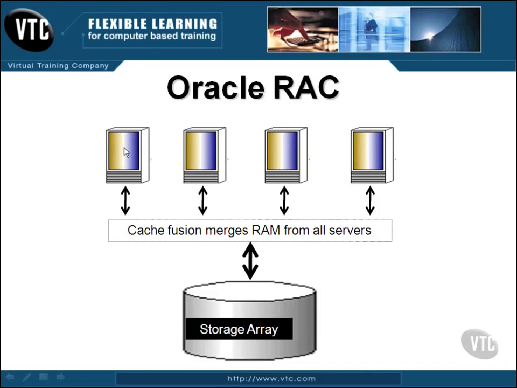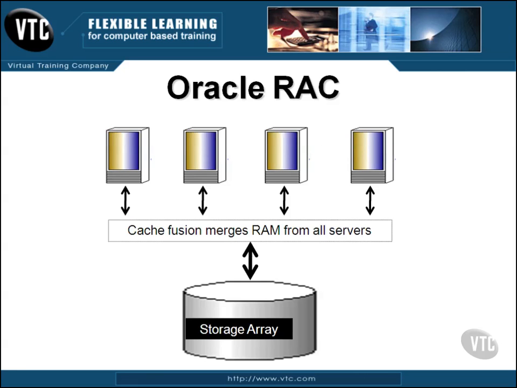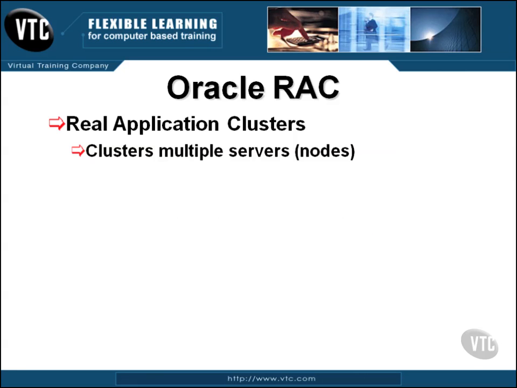But the picture that you get as a result is a single database which is internally serviced by multiple servers that are connected to a very large and very able storage array, quite often with its own memory on board as well. Oracle RAC stands for Oracle Real Application Clusters, which clusters multiple servers, commonly known as nodes, together into a single database, as seen here. The servers are at the top.